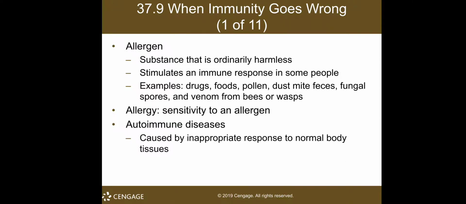Aside from allergies and allergens, a more dangerous one is the autoimmune diseases. This is caused by inappropriate responses to normal body tissues. When you have an autoimmune disease, that means your own immune system is attacking your own body cells. They cannot recognize that this is friendly, and you are basically under friendly fire from your own immune system.